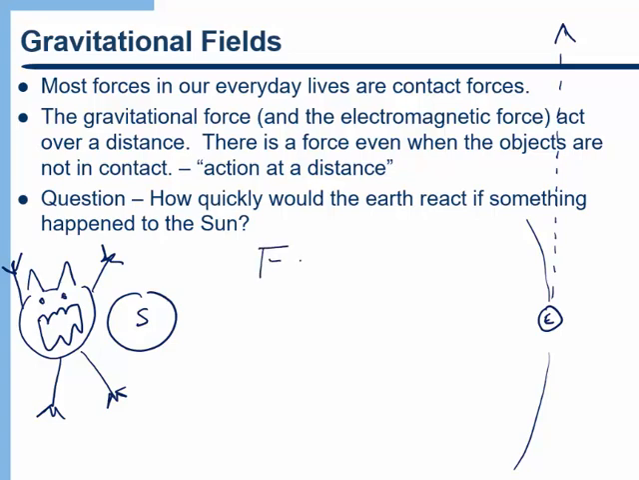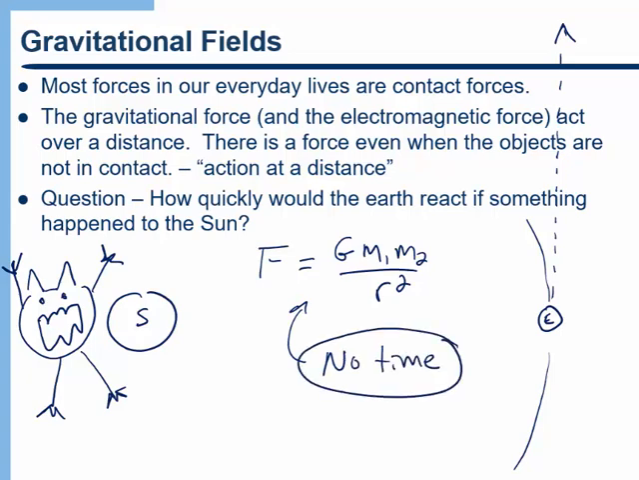You'll notice that Newton's law of universal gravitation, G m1 m2 over r squared, doesn't help us figure this out because there's no time in the equation. Well, it turns out that we know the answer now. It would take 8 minutes. So if the sun somehow magically disappeared and was no longer there in space, it would be 8 minutes before the Earth would go off in a straight line.